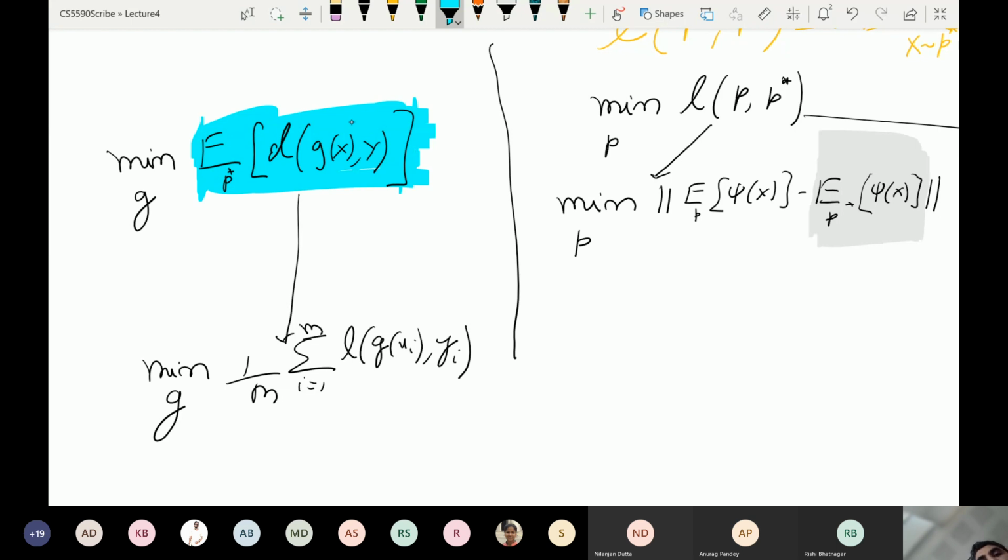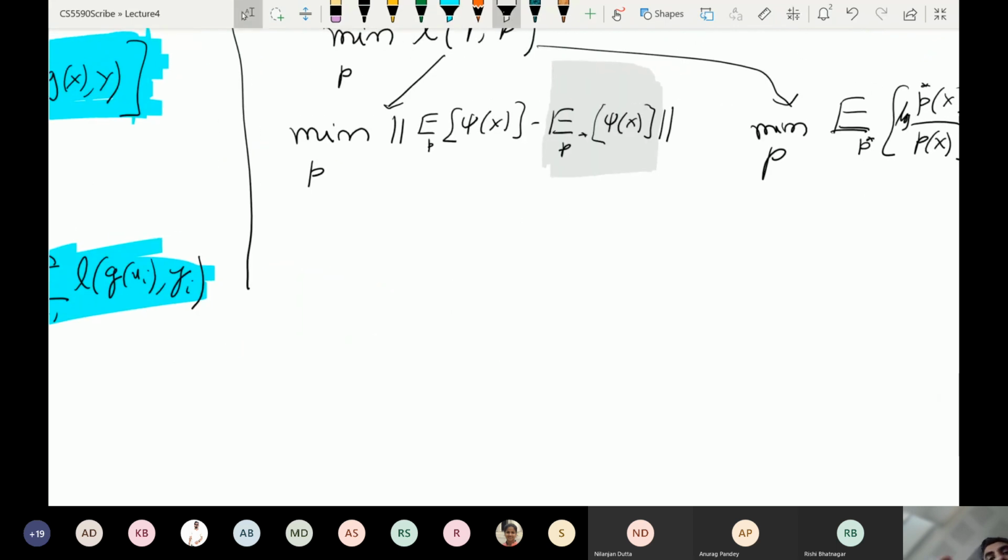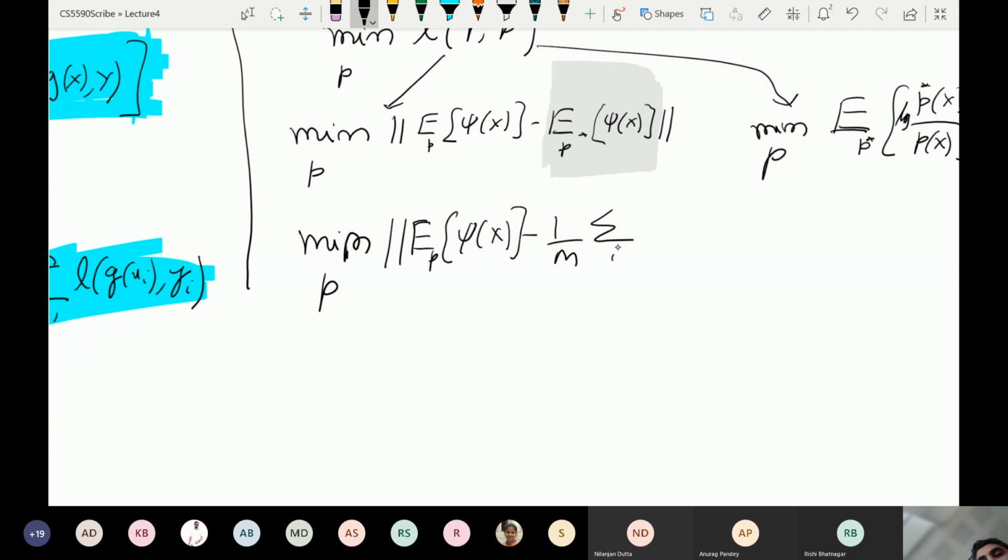So in that case, how did we solve the problem? What was the first step? We approximated the expectation by the average value. So in this case, what is the obvious thing to do? We will also approximate the expectation by the average, right? So 1 by m. So everybody is clear with this optimization problem?